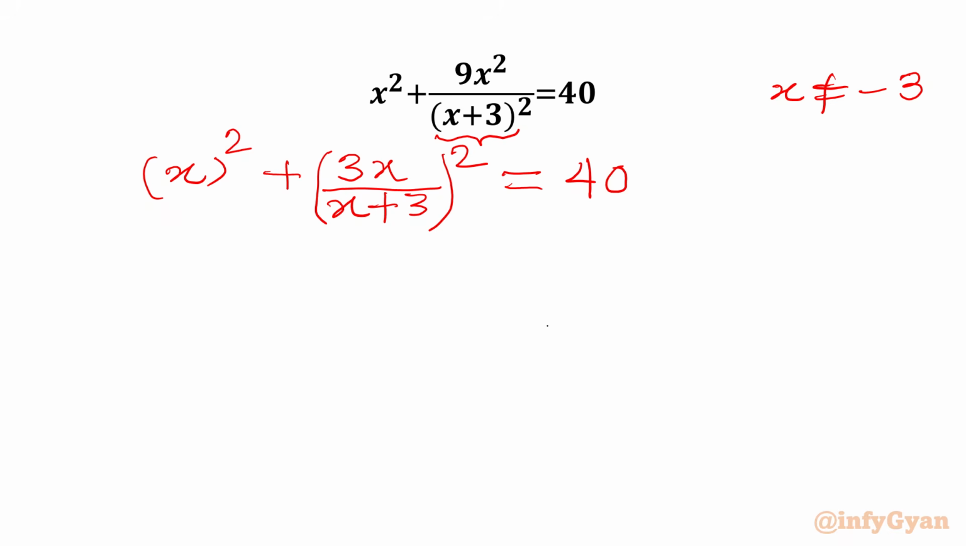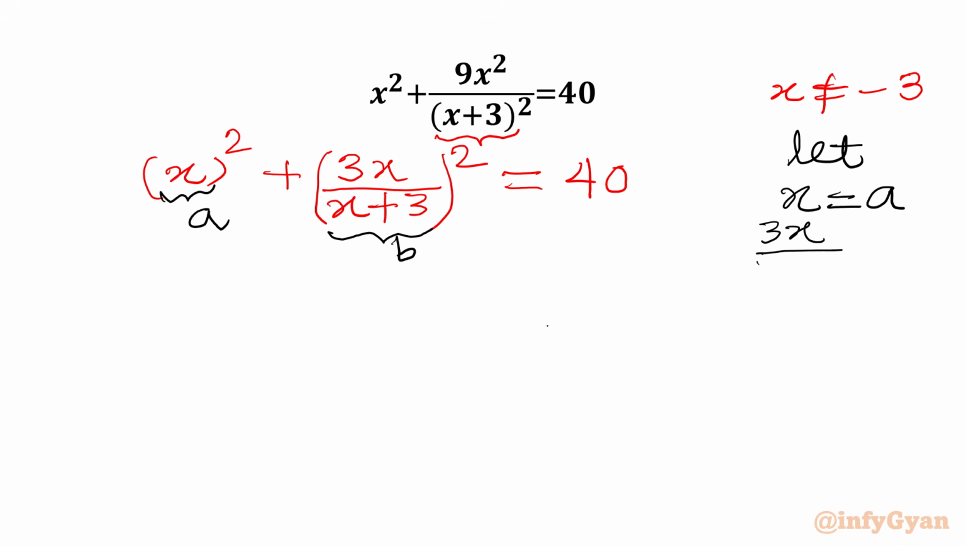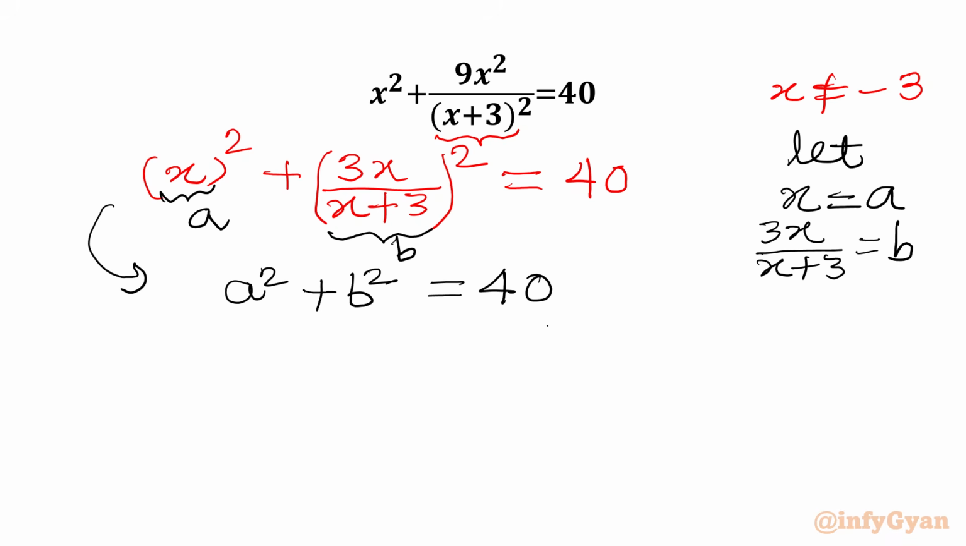Now we'll use substitutions. Let us say this bracket, x, equal to a. And second bracket, 3x over x plus 3, equal to b. So we'll get our first equation from here: a square plus b square equal to 40. Now we have a and b.